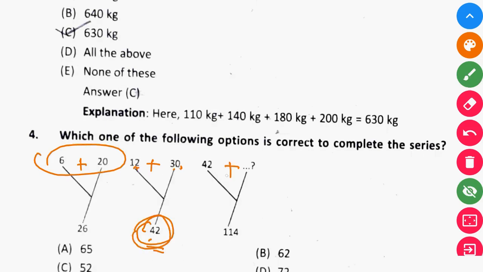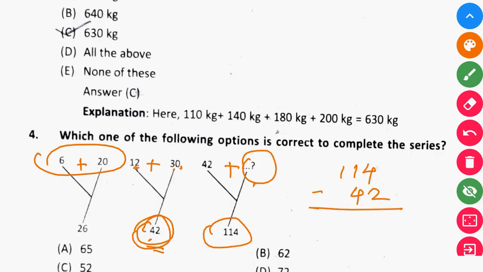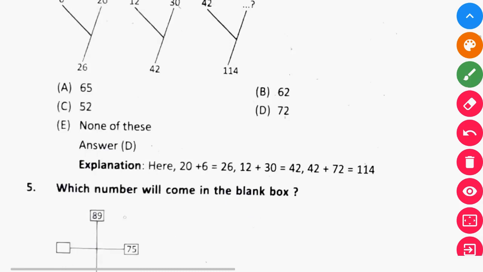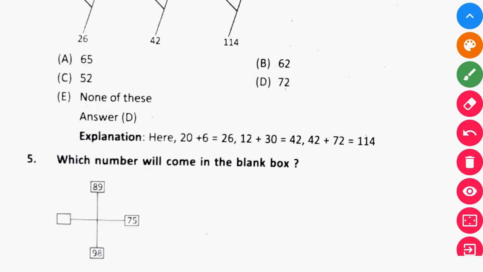Now here 42, in 42 which number is to be added to get 114? So what is the solution? You have to subtract 42 from 114. 4 minus 2 is 2, 11 minus 4 is 7. 72 is that number which should be added to 42 to get the answer 114. Now what number will come in the blank box?